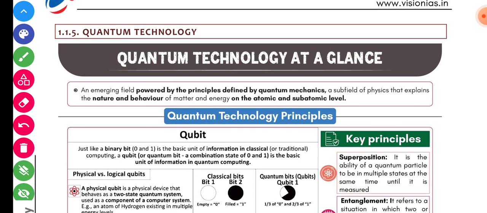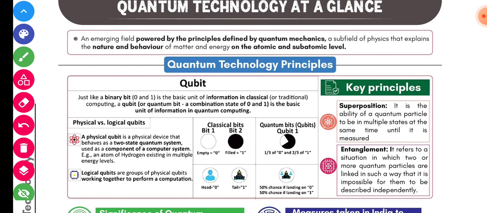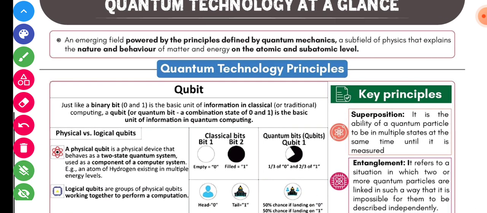Next is quantum technology or the quantum computer. What is this quantum computer? An emerging field powered by the principles defined by quantum mechanics. Quantum mechanics is a subfield of physics that explains the nature and behavior of matter and energy on the atomic and subatomic level.